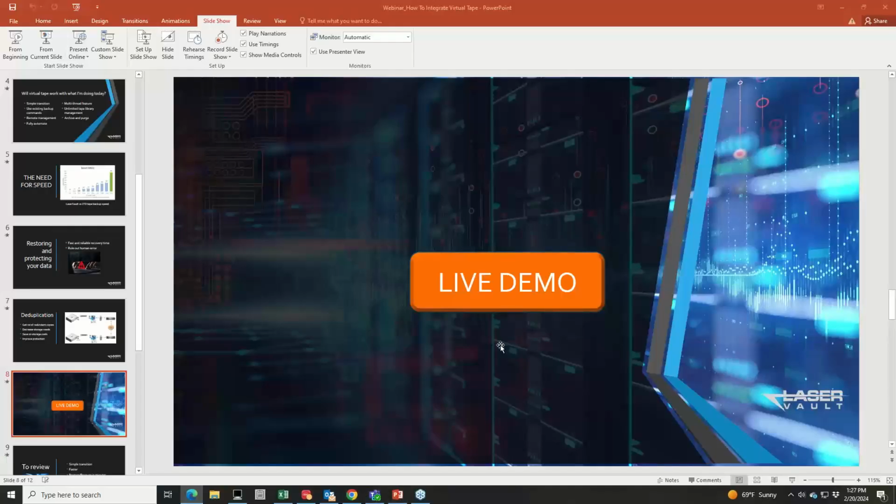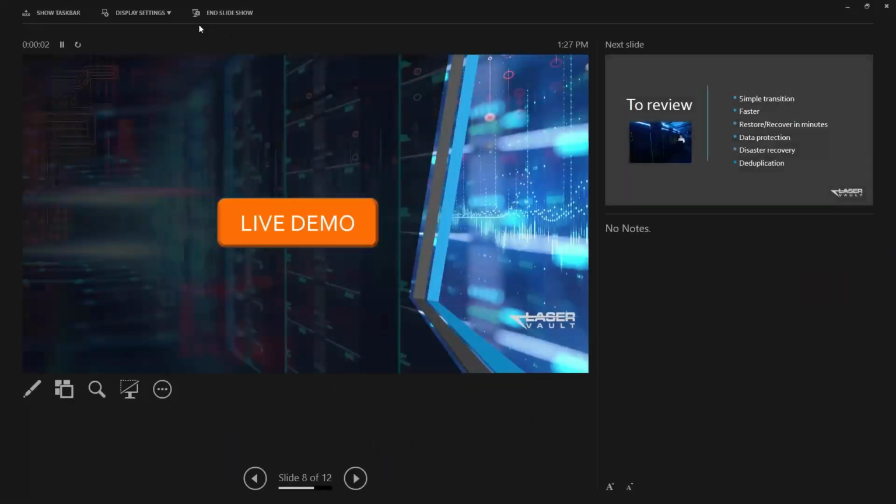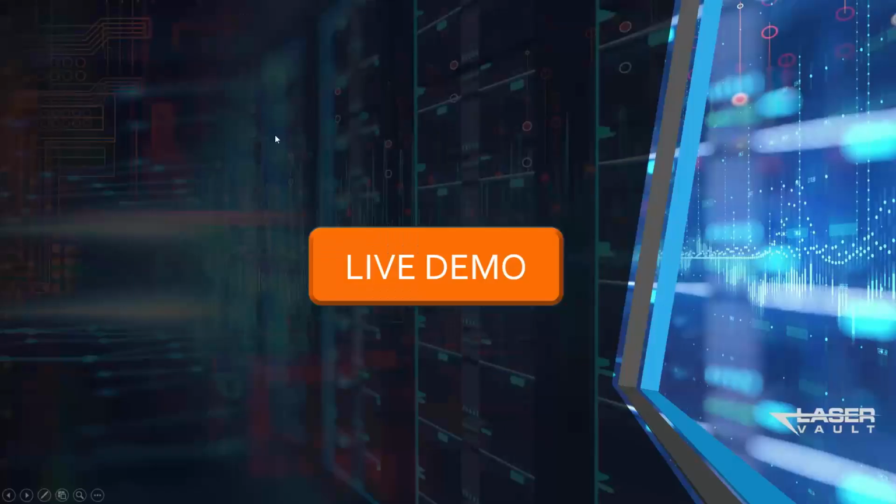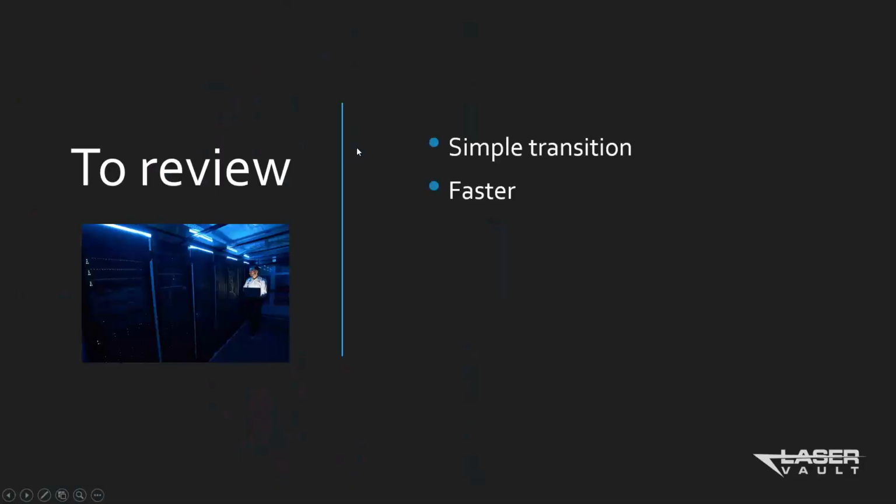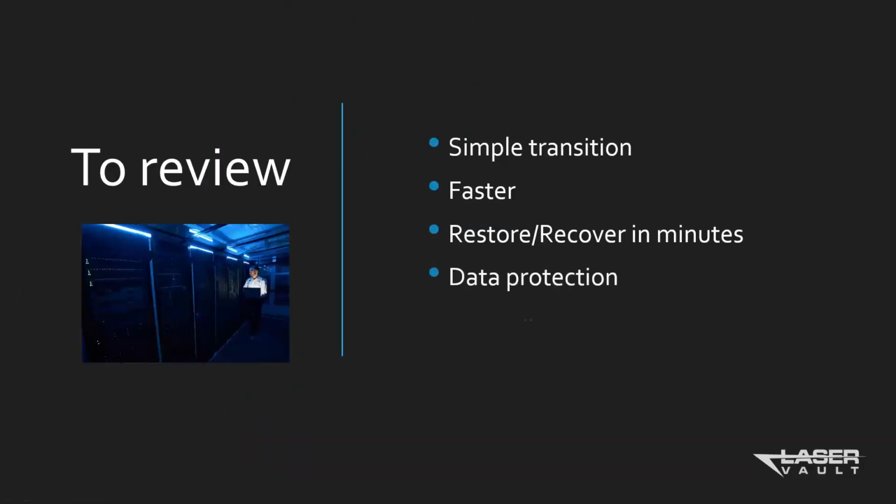Okay, so that's just a quick overview. Let's go ahead and complete our slides here. So: simple transition, faster saves, restore and recover in minutes, data protection, disaster recovery, deduplication. So just some of the things that are going to make going from physical tape to virtual tape super beneficial in your business and in protecting your data from the IBM i Power systems.